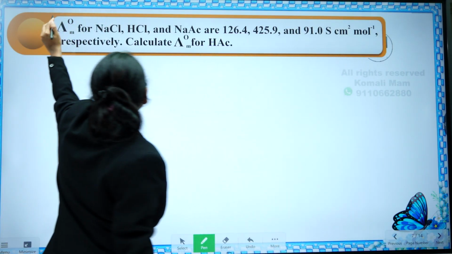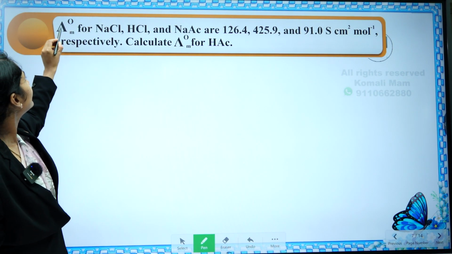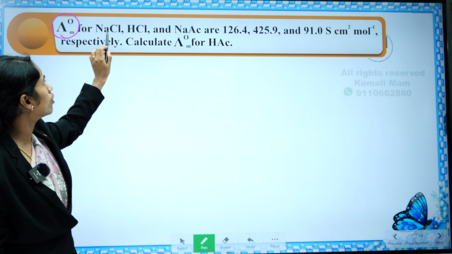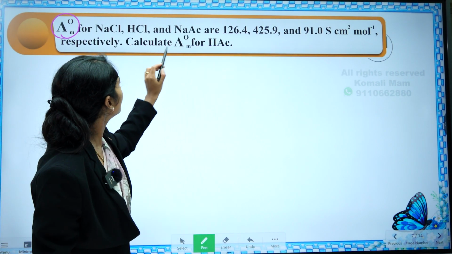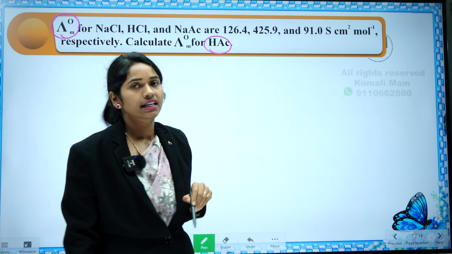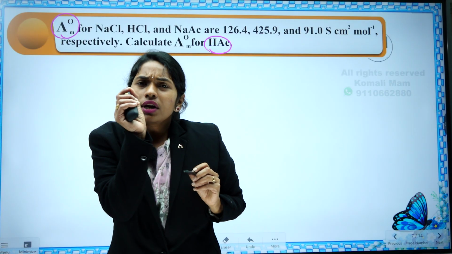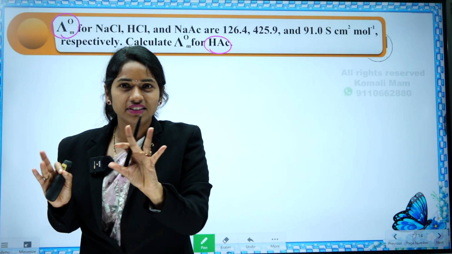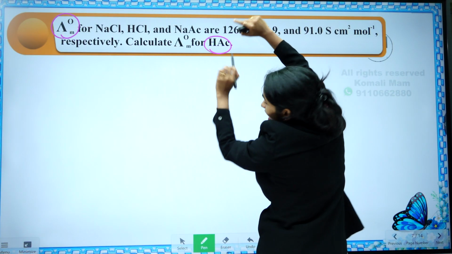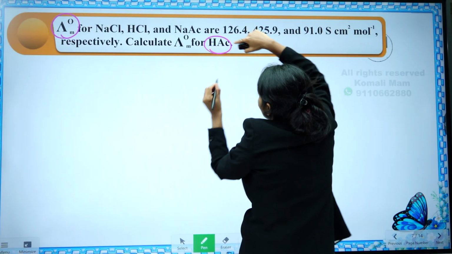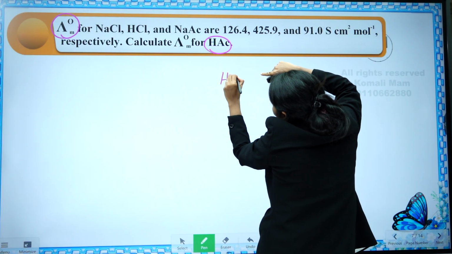Limiting molar conductivity, or molar conductivity at infinite dilution, for NaCl, HCl and sodium acetate are given. 3 values are given. They are asking for HAC, acetic acid. What is the technique here? A simple trick I will tell you: write this reaction. See, all of you. HAC, what have they given? Write HAC here.